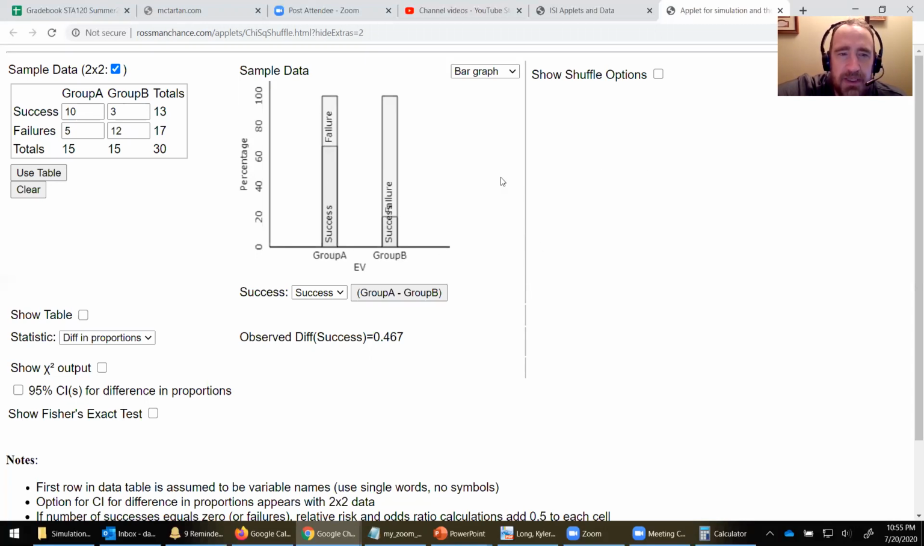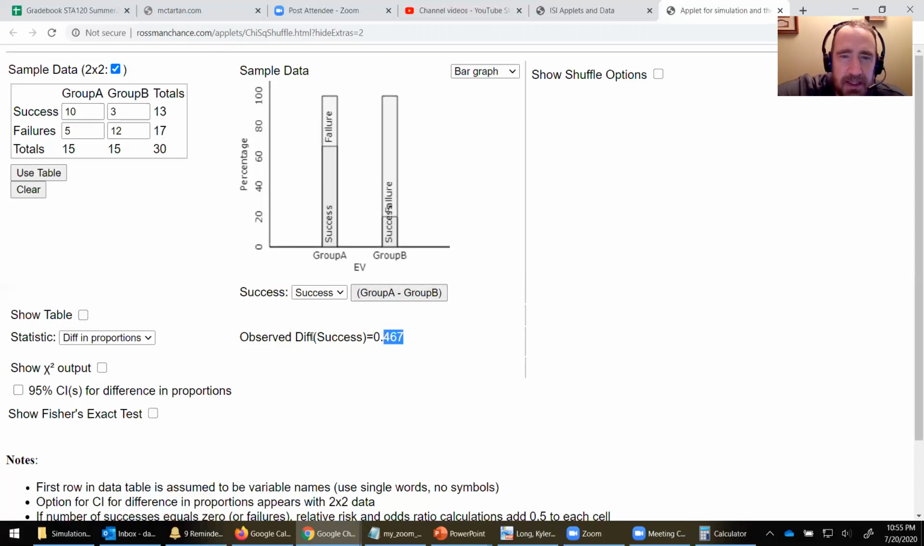Now, in order to do my simulation, one other thing. We can define success or failure. We can pay attention to whichever one we want. By default, success, the top row, is what we pay attention to. And we can also switch around which way we subtract it. So we can do group A minus B or B minus A.